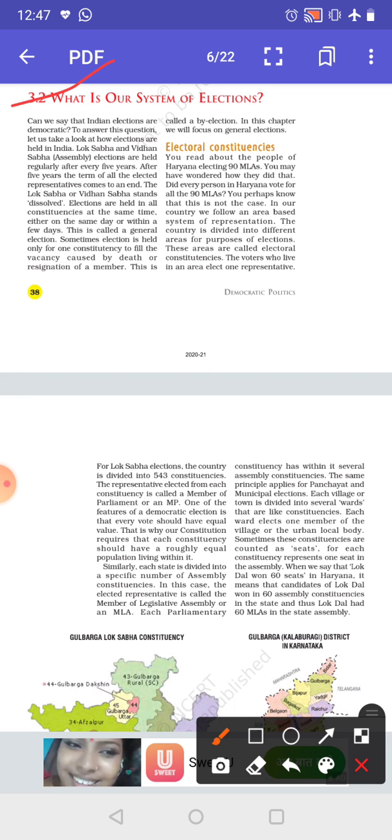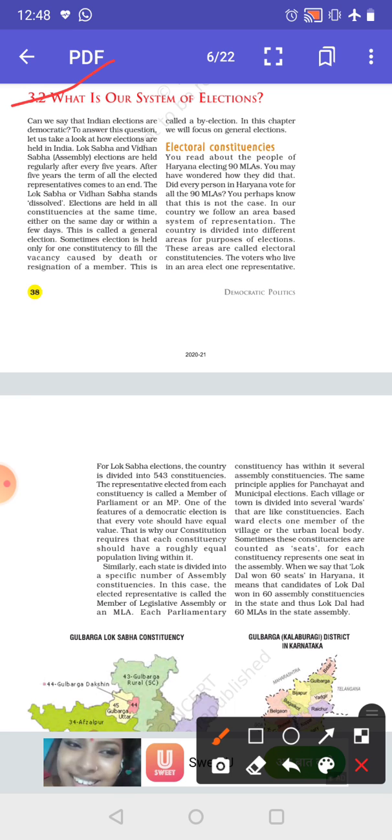Now, sometimes elections are also held for a single constituency in order to fill vacant seats, and seats may become vacant due to the death of a candidate or resignation of a member. Such an election is called a by-election, and the regular elections which are held at the same time are known as general elections. So we are going to talk about the general elections.